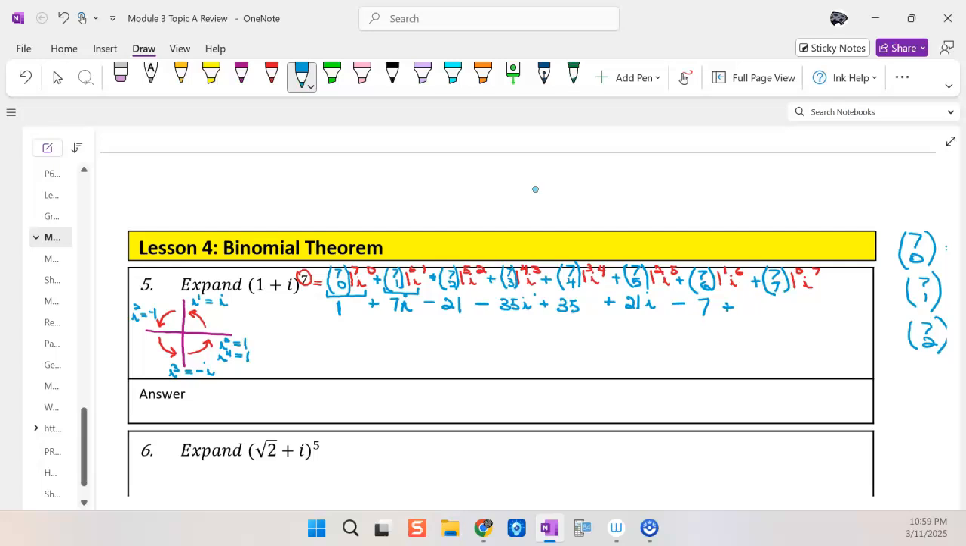plus 7 choose 7 is 1 times 1 to the 0, which is 1, times i to the 7th, and i to the 7th would be 1, 2, 3, 4, 5, 6, 7. It would be the same as -i. So this would be 1 times -i, which is just going to be -i.